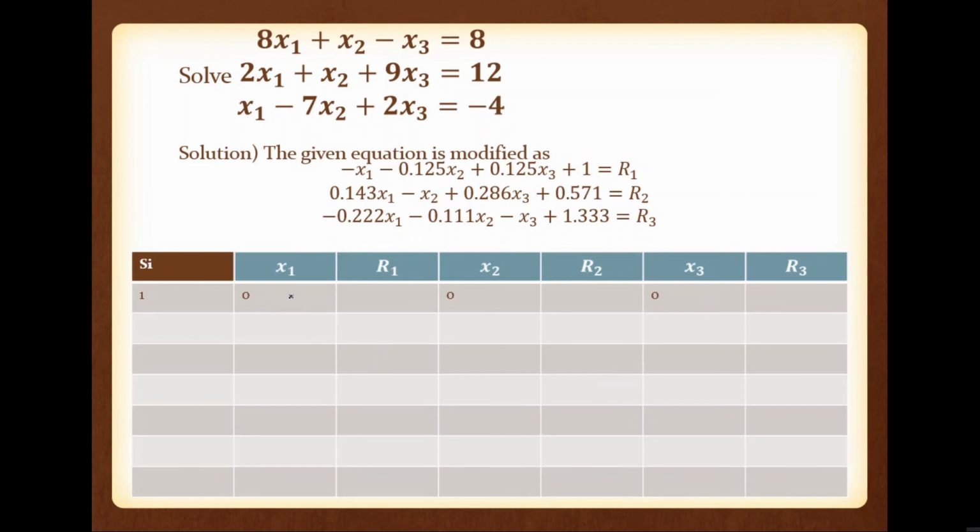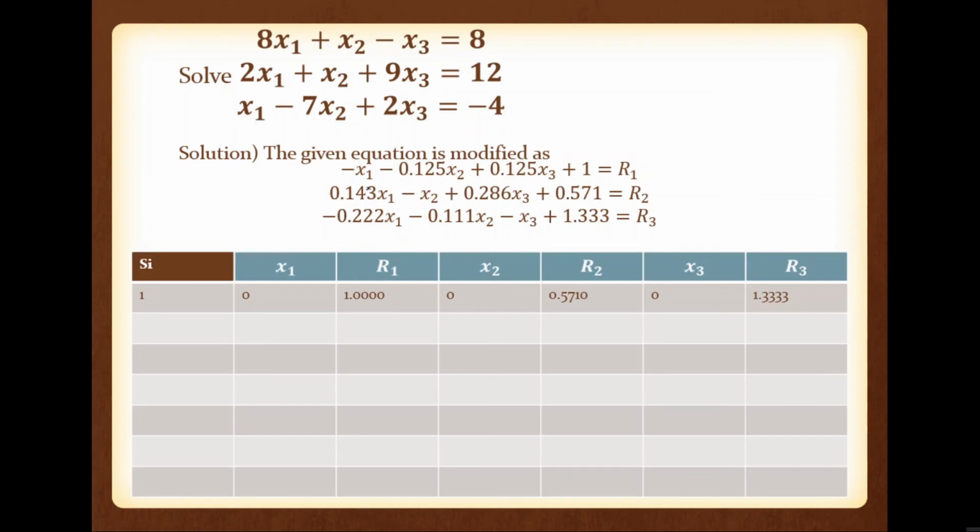So now substitute 0, 0, 0 into this equation. So what is the value of R1? 0 minus 0.1250 plus 0.1250 plus 1 equal to R1. So R1 equal to 1. Then this R2 is 0.571, if you are substituting 0, 0, 0. Right? Then R3 is equal to 1.333. Is it okay? You can see that this one is the final system.